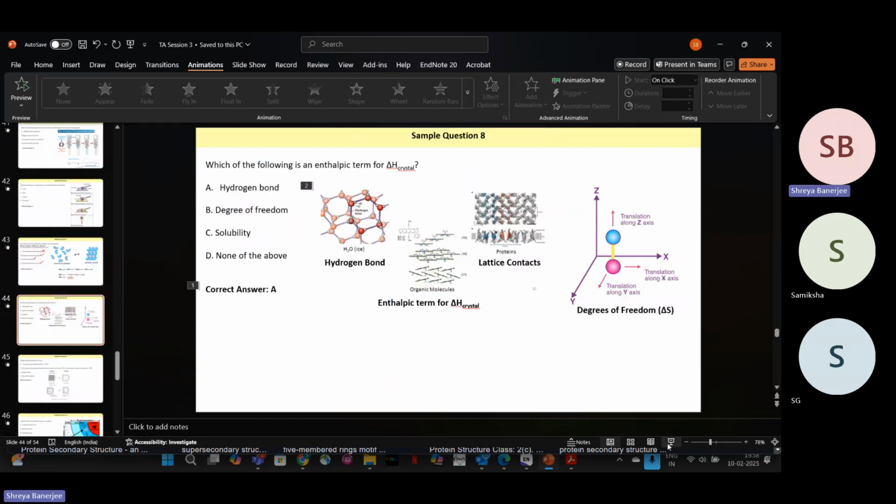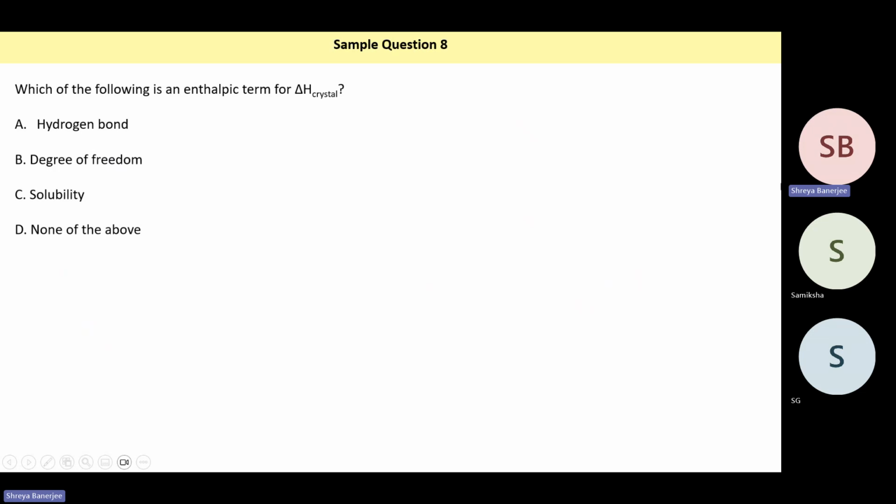This is already answered anyway. So which of the terms contribute to enthalpy? Which of the following terms contributes to enthalpic stabilization when the crystal is being formed? So the answer is hydrogen bond.